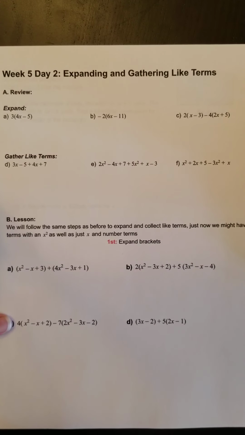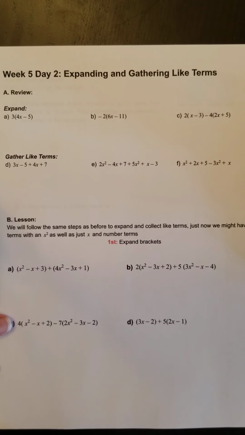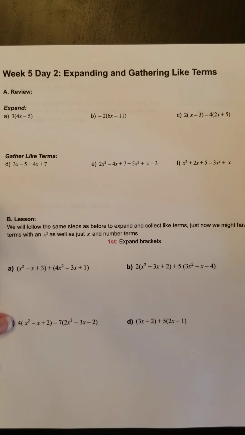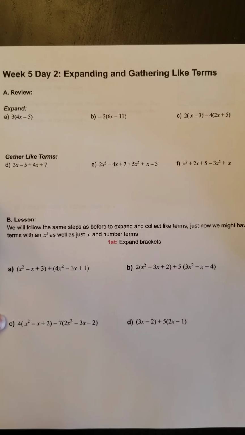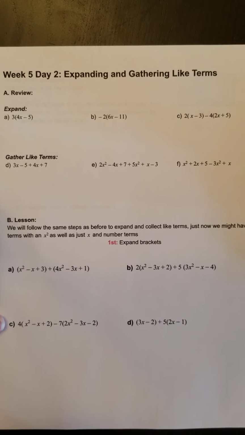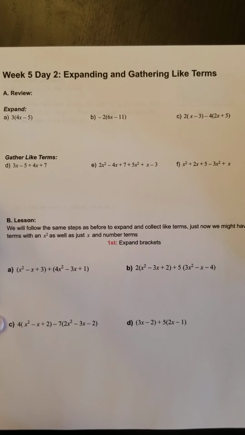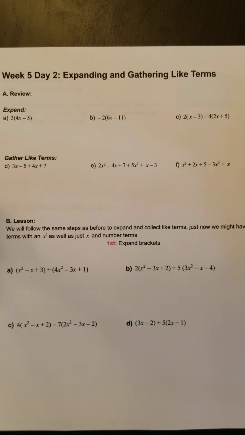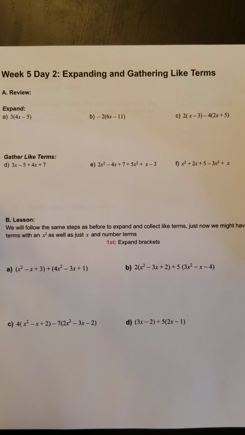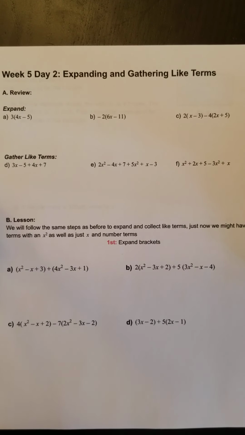Hi grade 9s, we are on week 5, day 2, and we're going to be combining together the skills that you used in yesterday's work with collecting like terms or gathering like terms with x squareds, and also the skills we used last week with expanding or distributing, where we're multiplying a number into a bracket. So the first part of this lesson is review, and we're going to review those two skills independently from each other, and then we're going to look at how to use those two skills together in the next part.